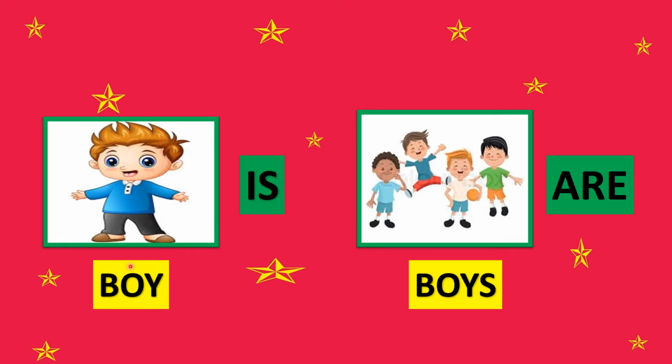So, see, B-O-Y, boy. So, only one boy. That's why no S, isn't it? We don't use S in one. Okay, so see how many boys are here? One boy. That's why only B-O-Y, boy, no S.